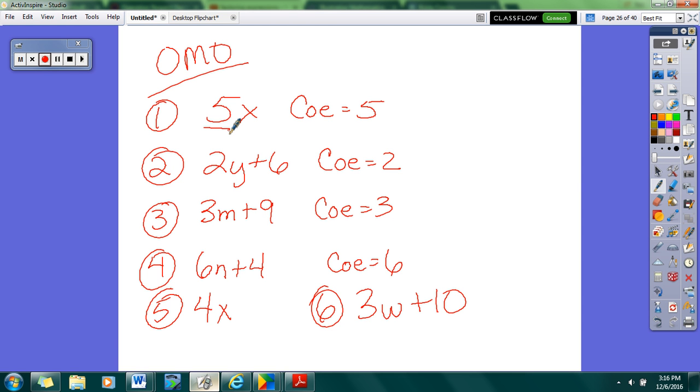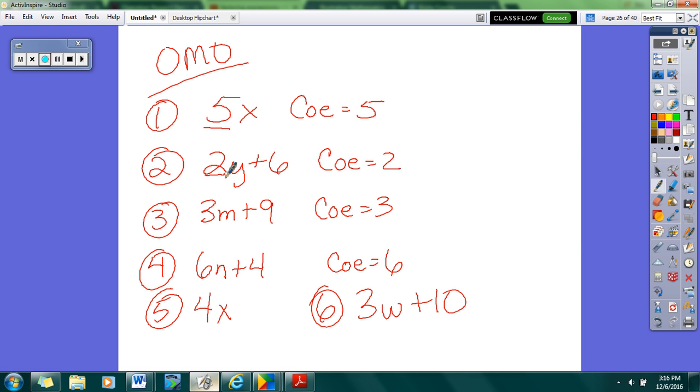In number 2, I have a 1y plus a 1y plus 6. I can only combine y's with other y's. So I have 1y plus 1y, which is 2y, and I have 6 as my constant. My coefficient is going to be 2.